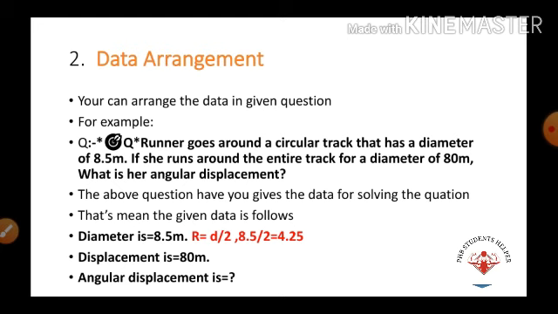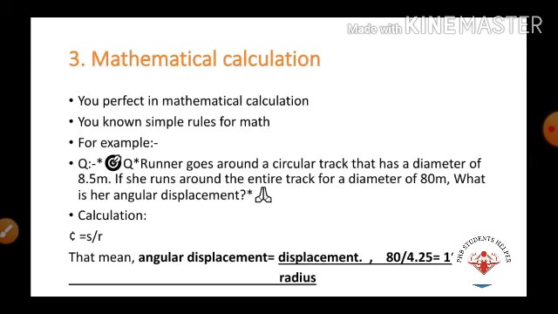The third and last rule is mathematical calculation. You must be perfect in mathematical calculation, because mathematical calculation is very important. All students, this point is very important. You should know the simple rules of math.